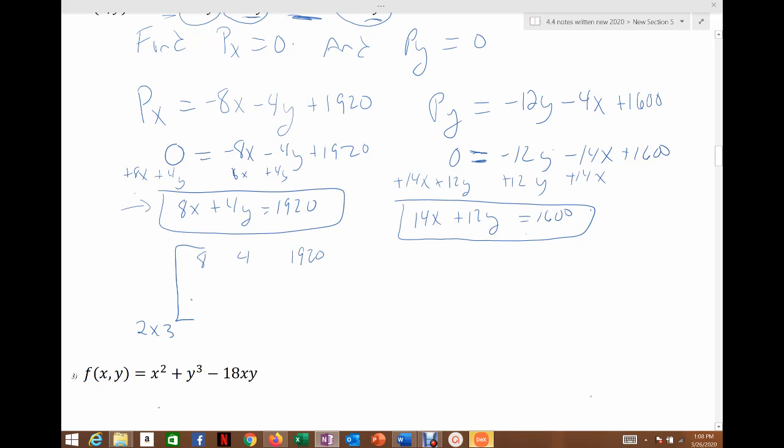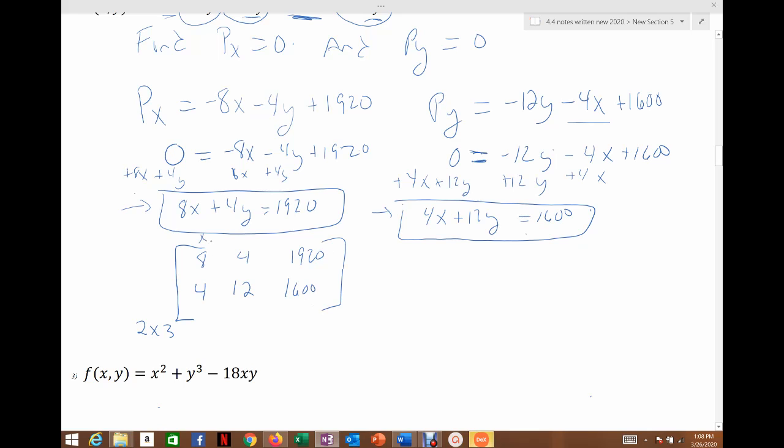And then the second line is my second equation. I put 14x instead of 4x here. Let me change that, guys. That should have been a 4x. So make sure you change that in your notes. That should be 4 in the x spot, 12 in the y spot, and 1600.